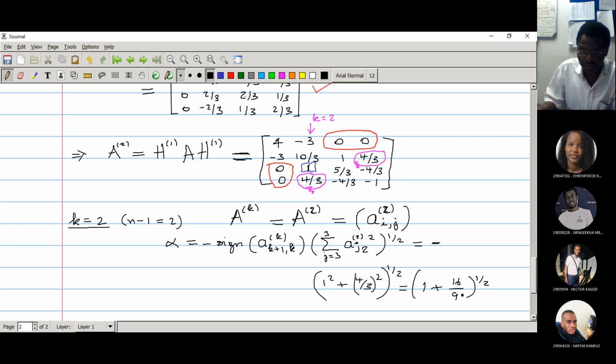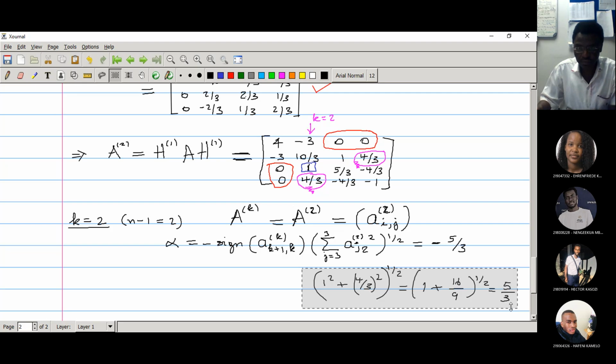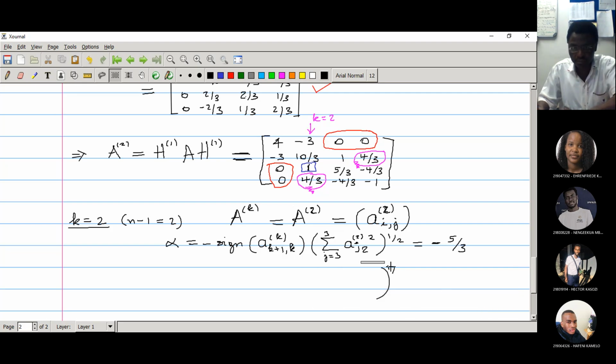So now 16 plus 9, that is 25, right? Now if I take the square root, this will be 5 by 3. So this is -5 by 3. That is how you get this alpha, and you compute the rest. Good. So that is your alpha, -5/3. And similarly, you compute your W. I will not do that. You know already.